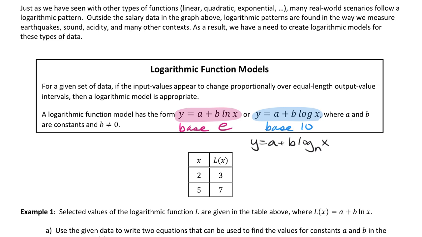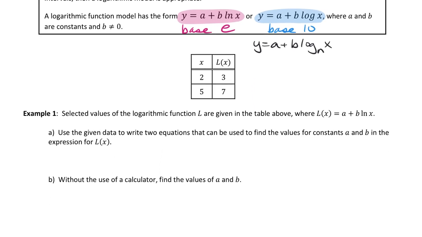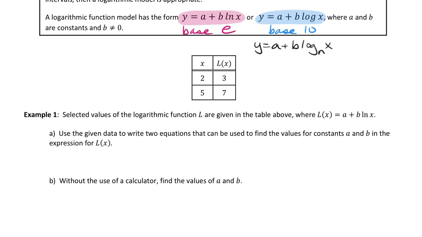The selected values of some logarithmic function L are given in this table, where L is written in this form. We're going to highlight this one in the same color you highlighted my pink equation in, because it is telling us the type of function it wants us to write. That is the way your answers should look because it's asking for logarithms written in that pattern. The first part, and we've seen this already in a different context, says, use the given data in the table to write two equations that can be used to find the values for constants a and b in the expression for L of x. We did this with exponentials, but we were mediocre at doing it. So let's do it again and see if we can fill this in.